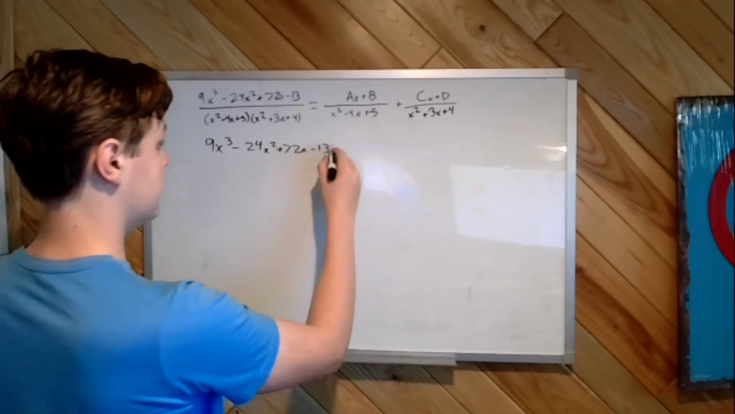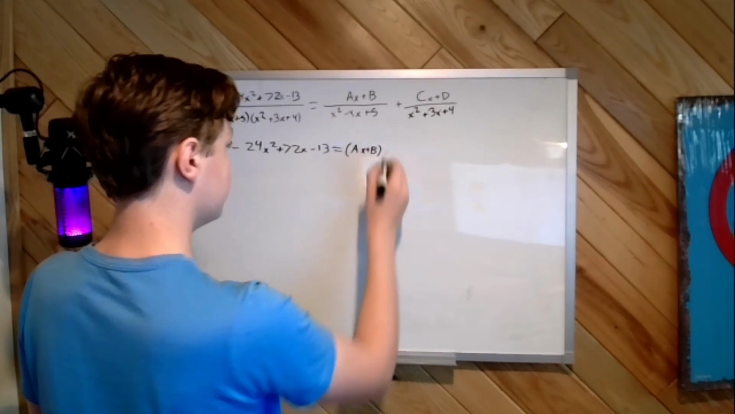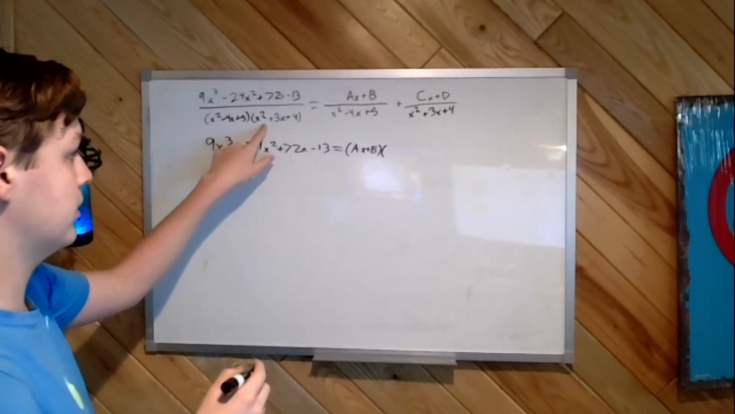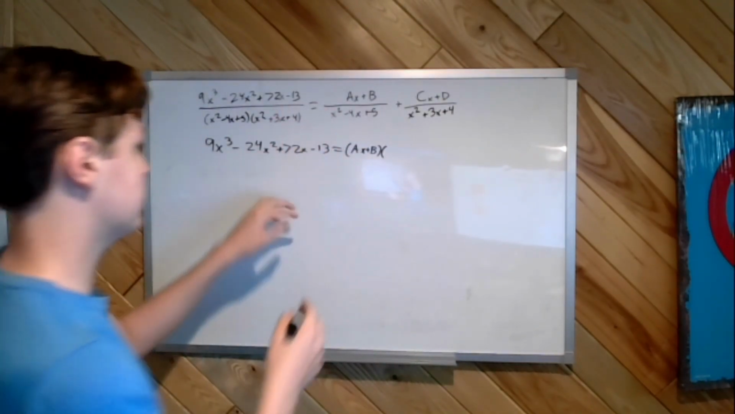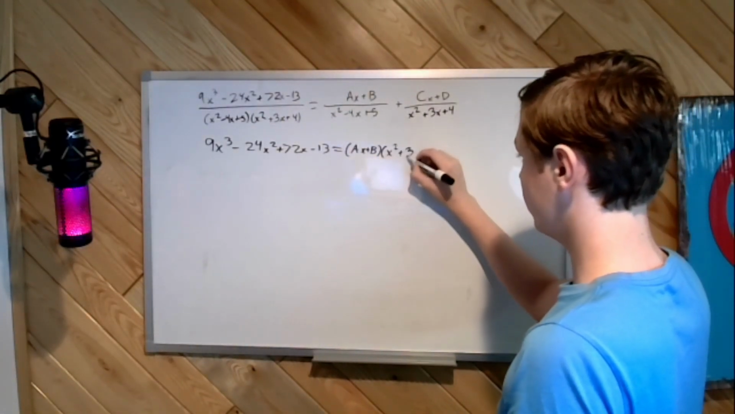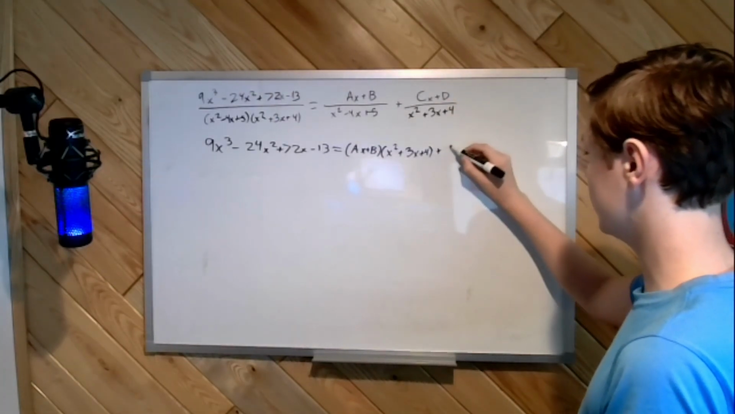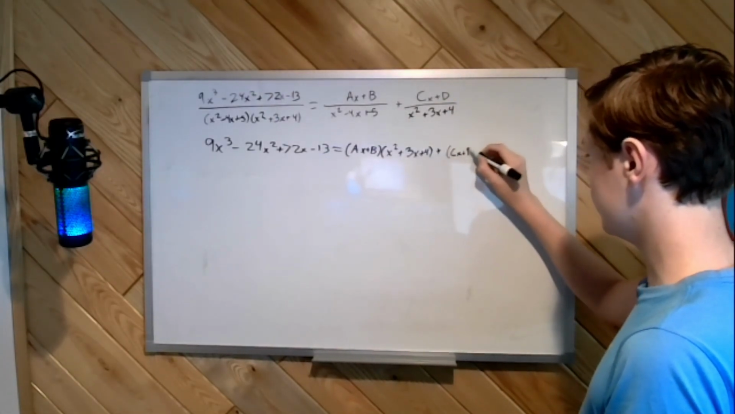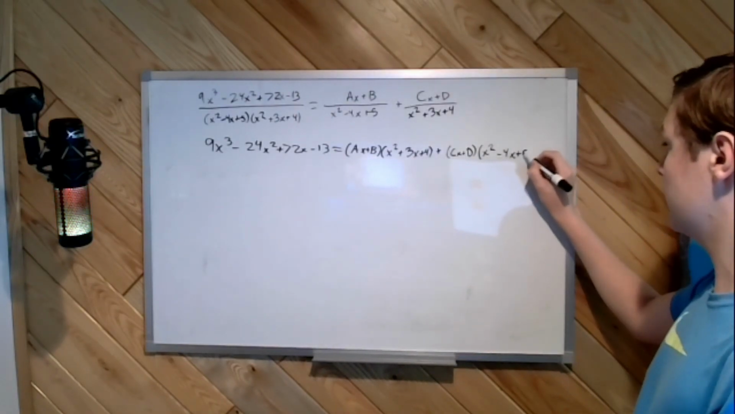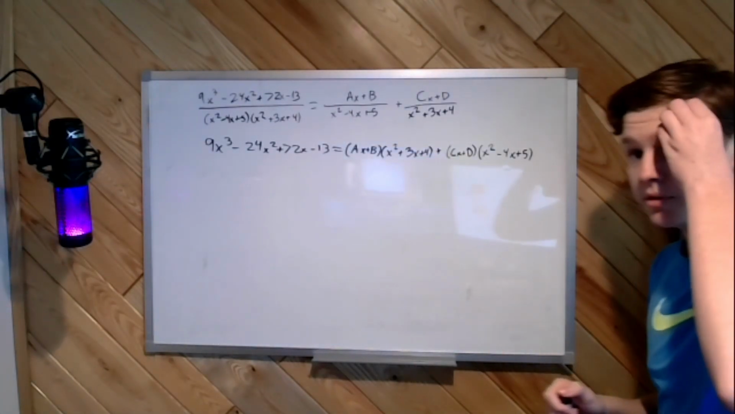Minus 13 is equal to, of course, plus b multiplied by this, and obviously those cancel, as I said, so now we're going to get x squared plus 3x plus 4. And we're also going to have to add the cx plus d term multiplied by x squared minus 4x plus 5, as this term's going to cancel on both sides. Alright, so now that we have this, we can set up a system of equations.